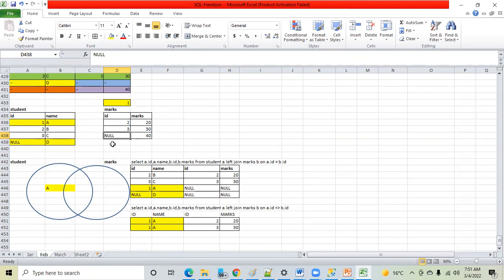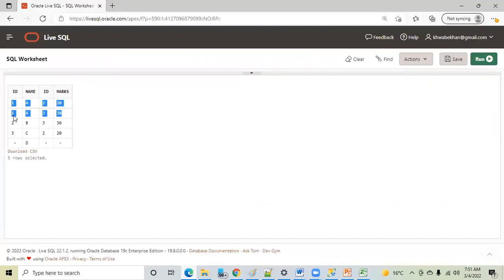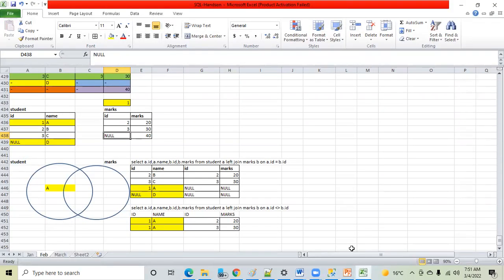See, null itself is a word which has a lot of possibilities. Maybe this might be 1. We are not sure. That is why you cannot tell 1 is not equal to null. Again, you cannot tell 1 is equal to null, because maybe null is not 1. So that is why this condition is not fulfilled. And in the output, if you notice, 1 with null is not there. Hope this is clear.